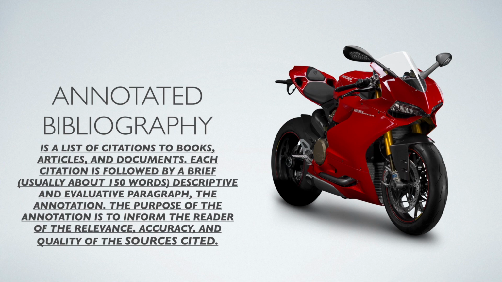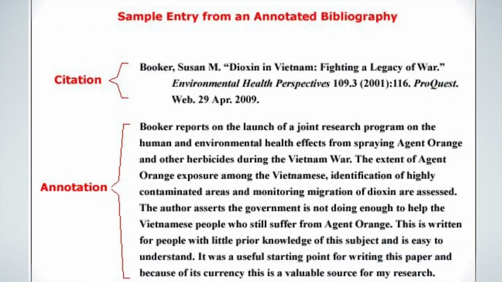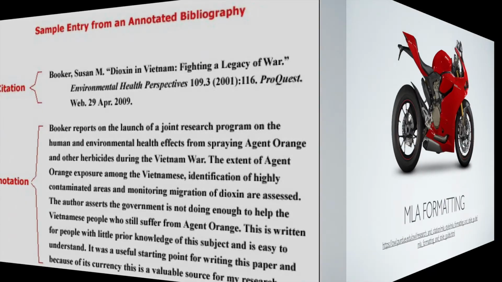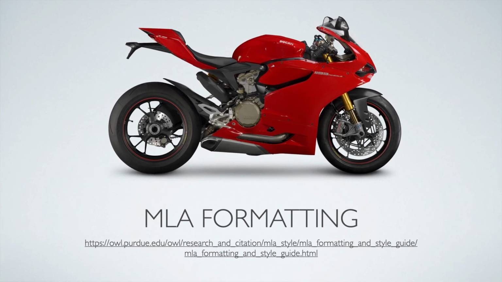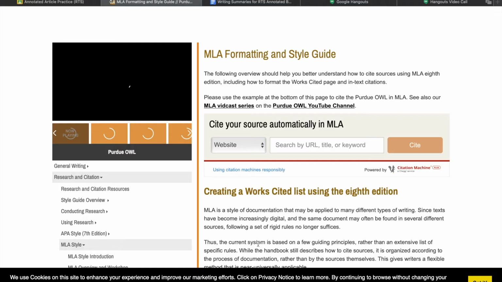Now, we're going to look at what an annotated bibliography really looks like, and here we have it. So we have the citation up there, and then we have the annotation down there. So you can see that you first cite the source, and then you write a brief 150 to 250 word summary about that. Now, here we go to MLA formatting. How do you get that citation down onto your annotated bibliography? So I'm going to click this link.